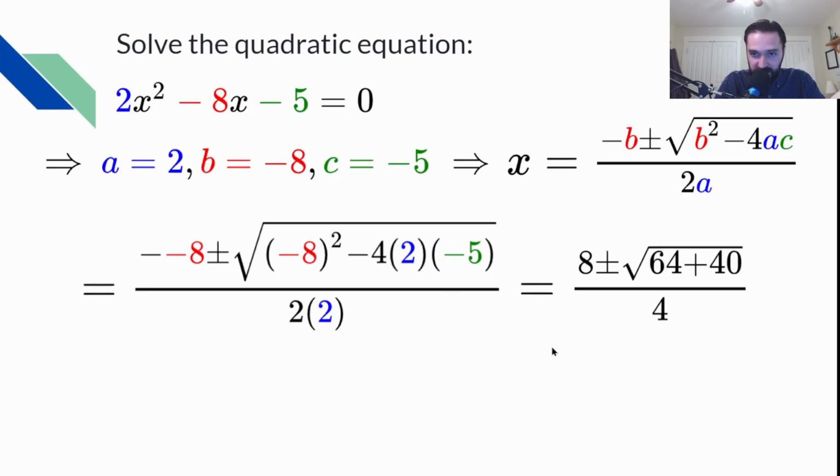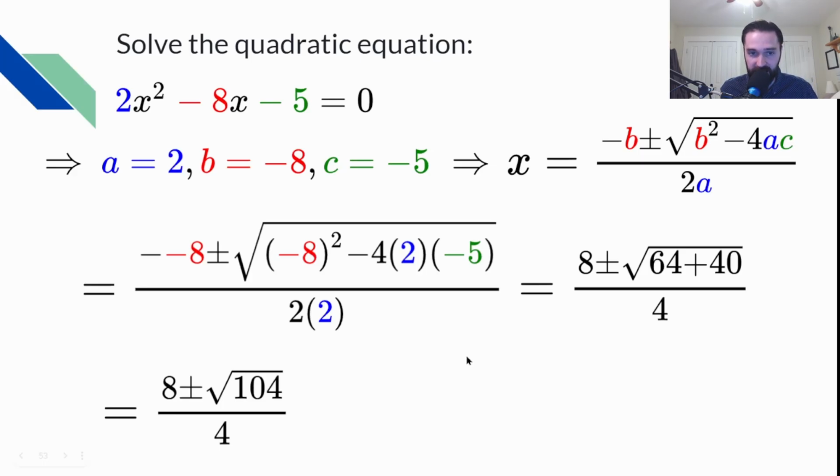So this simplifies a bit. We have 8 plus or minus this business under the radical, and the whole thing is over 4. Under the radical, we get 104. That's not a perfect square, but we can simplify this radical just a little bit.